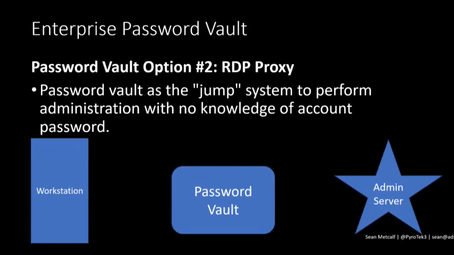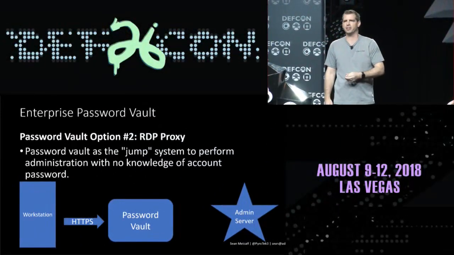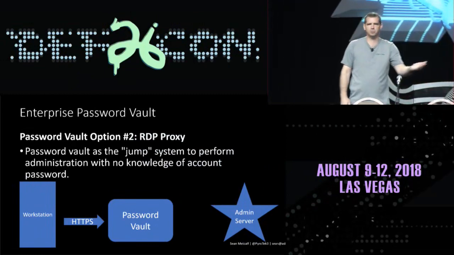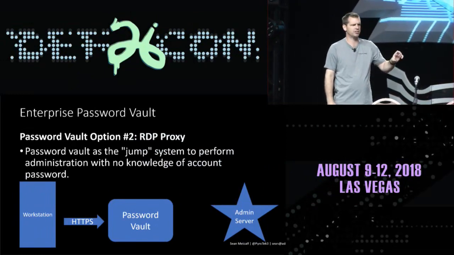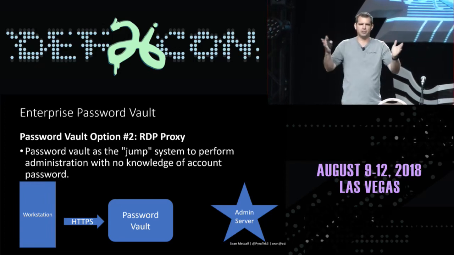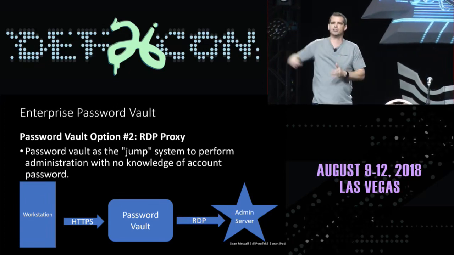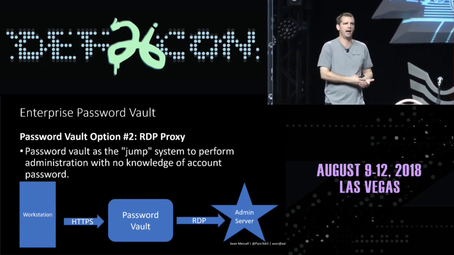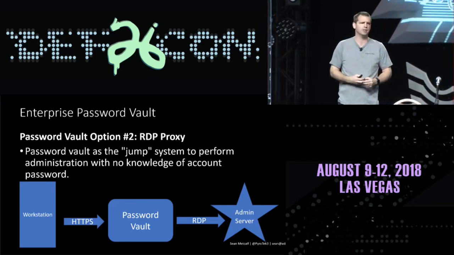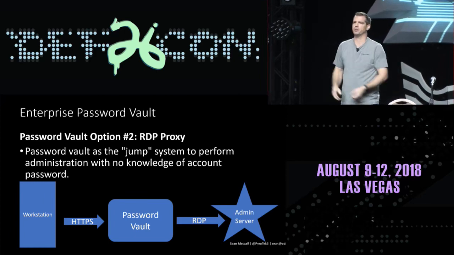Second option, this hardens it up. So we use the password vault as an RDP proxy. So the admin connects to the password vault via HTTPS or some sort of RDP pass-through connection or RDP direct connection. And they use the web browser just like before. And then the password vault does the RDP connection to the server on the user's behalf. And the user never actually sees that account or credential, which is interesting because everything's handled by the password vault.